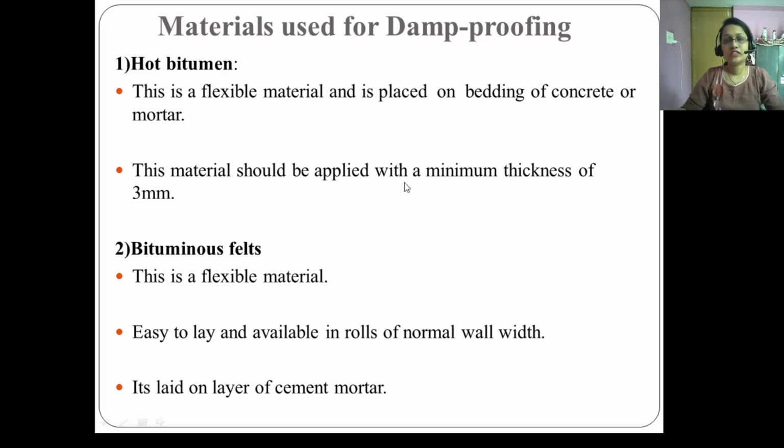Next we have the various materials which are used for damp proofing. The first one is hot bitumen. This is a highly flexible material which can be applied with a minimum thickness of 3 mm. It is placed on the bedding of concrete or mortar while in hot condition. Next we have the bituminous felt. This is a flexible material. It is easy to lay and available in rolls of normal wall width. It is laid on a layer of cement mortar.